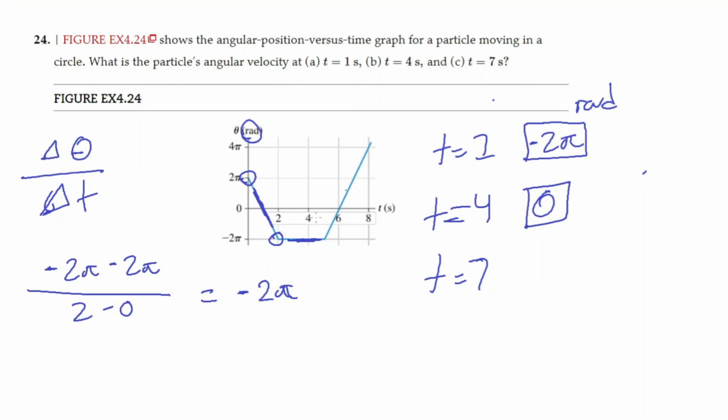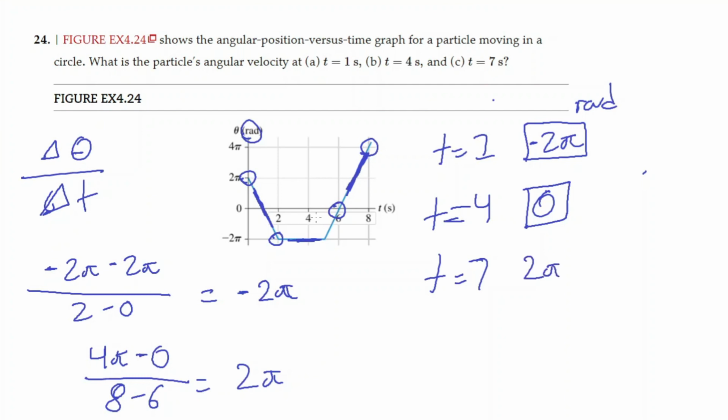And now let's look at t equals 7 seconds. We can see the graph is increasing here, and we want to use the angular velocity equation. We have 4 pi minus 0, over delta t, which is 8 minus 6. That gives us 4 pi over 2, which is 2 pi. So our angular velocity is 2 pi radians per second.